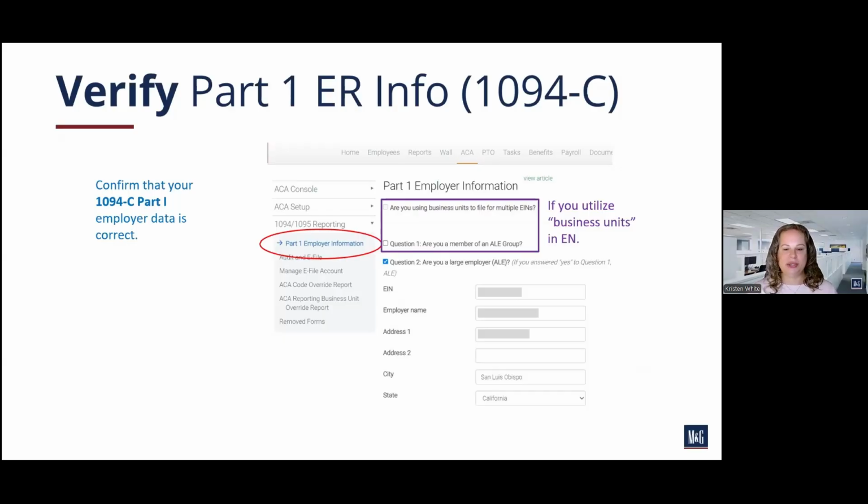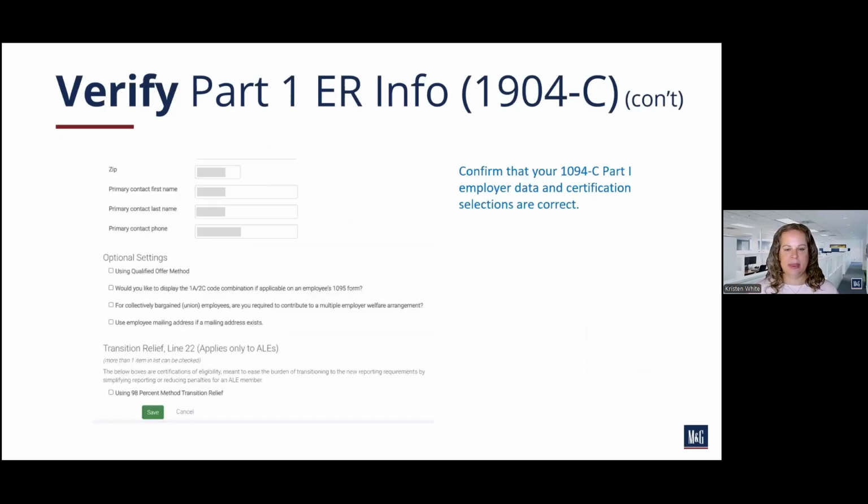Then we get into your company data. Make sure the data matches what you use for other official filings, such as your W-2s, especially the EIN and employer name. Scrolling down that same page, there's a primary contact field that will be listed on the company level 1094 form.